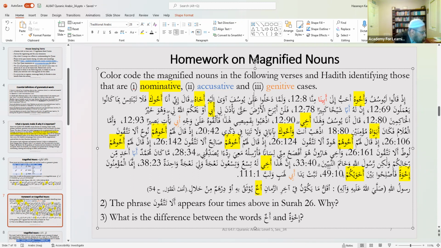When they had despaired of moving him, they withdrew to confer privately. The eldest of them said, don't you know that your father has taken a solemn pledge from you, and earlier you neglected your duty in regard to Joseph? So I will never leave this land until my father permits me. See? فَلَنْ أَبْرَحَ الْأَرْضَ حَتَّى يَأْذَنَ لِي أَبِي. You see? I will never leave this land until my father permits me, right?